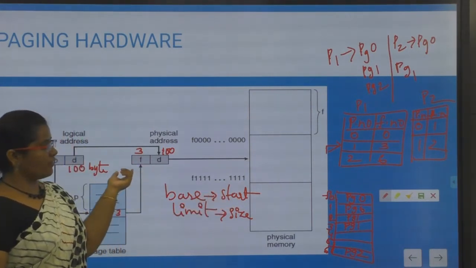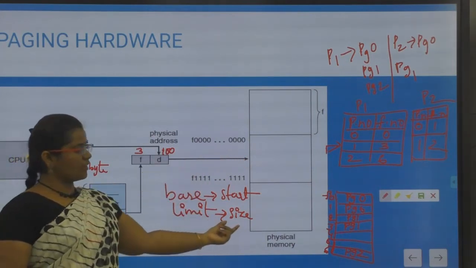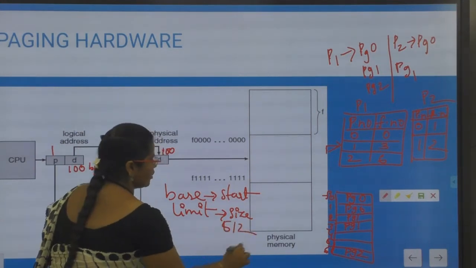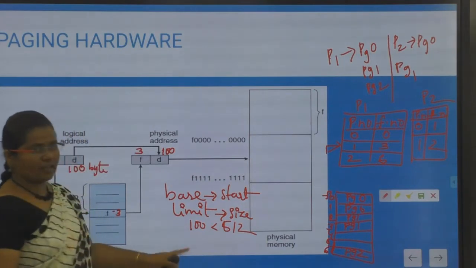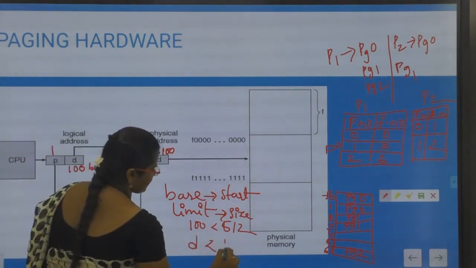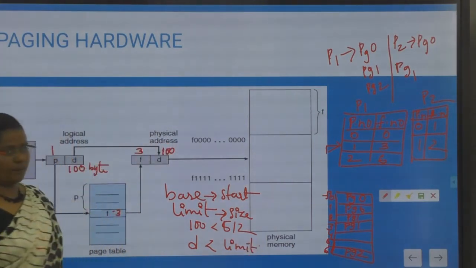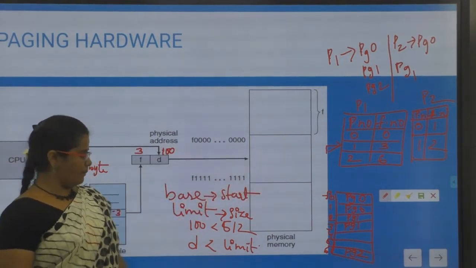So whenever you are trying to refer to a page, your offset is compared with the limit. If my page size is 512 bytes, your offset should be less than your page size. That is, your offset d value should be less than the limit register. Only then will I provide access to my main memory.